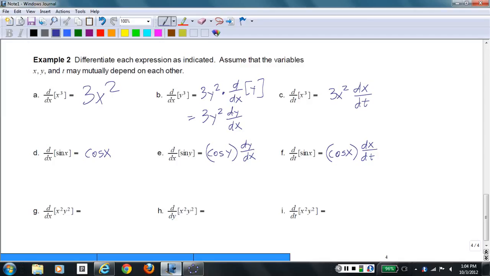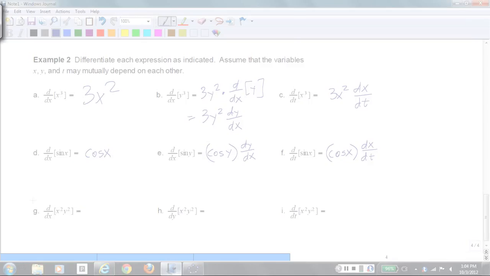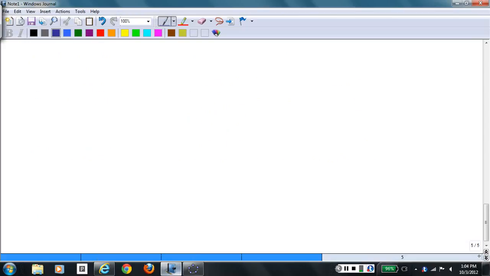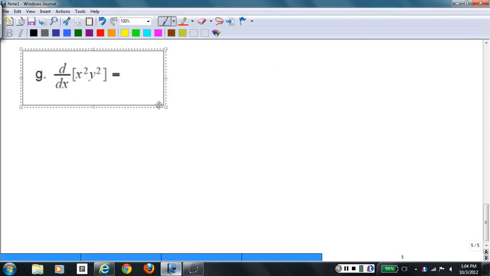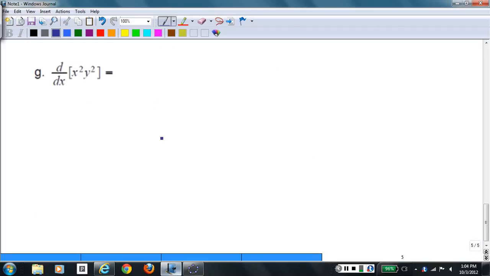G, H, and I. I almost think I should have saved those for a separate page and maybe stretched them out a little bit. So I'm going to move G to the next page. Maybe blow it up a little bit. I don't know if that helps. Not enough pixels there. d dx of x squared y squared.